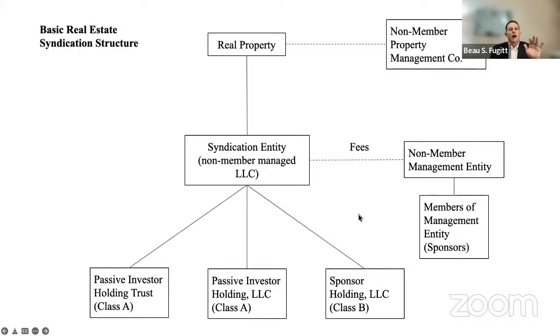It looks overly complicated. At the end of the day, we're just people buying real estate, right? So why do we have all these separate entities? Why does it look like this? It's all for asset protection at the end of the day. So take our real property, for example. The real property is owned directly by the syndication entity or by the fund, right? That's typically going to be an LLC, a non-member managed LLC.